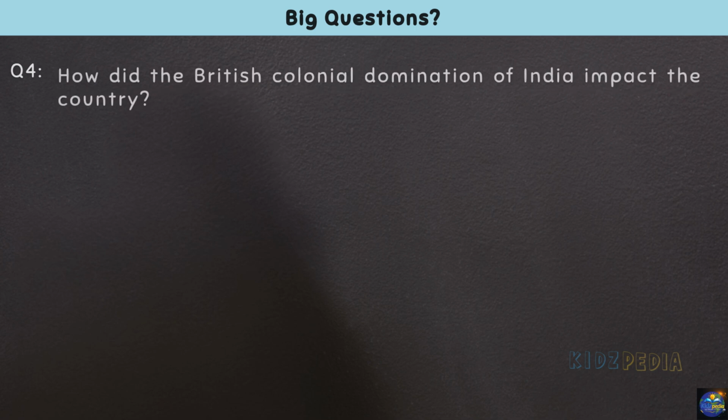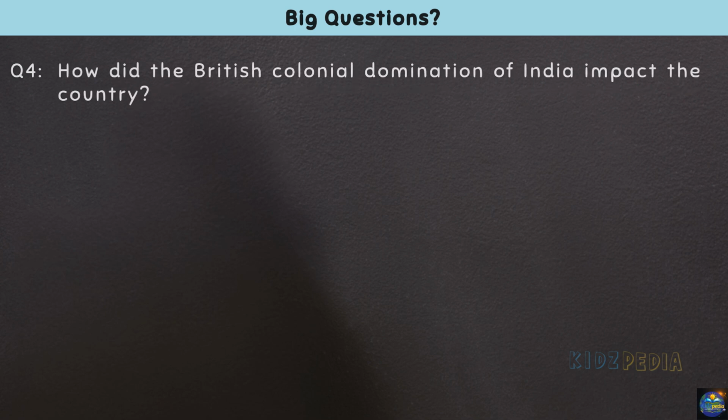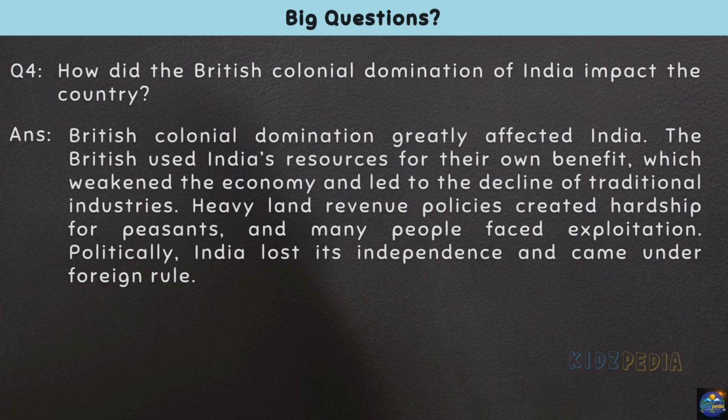Next question. How did the British colonial domination of India impact the country? Here, impact means the changes or effects that happened because of colonial domination. You need to think about how British rule affected different areas like India's economy, industries, agriculture and the lives of people. In simple terms, the question is asking what happened to India because of British rule and whether those changes were positive or negative. So you can write the answer like: British colonial domination greatly affected India.